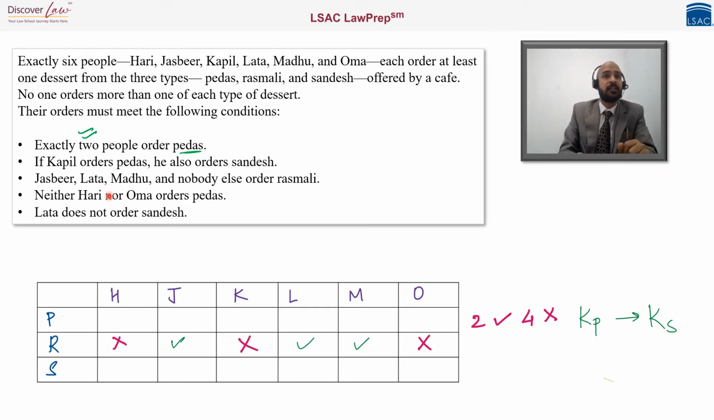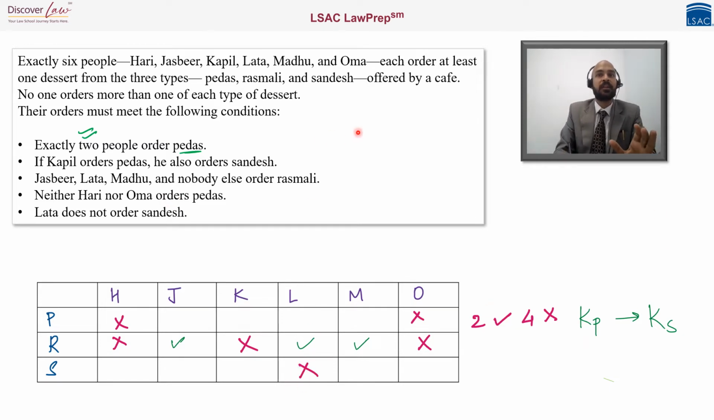Then it says that neither H nor O orders P, so I can put a cross. Neither H nor O orders P. I put a cross there. Okay, good. Let's look at the last direction. It says L does not order S, which means I can put a cross. There you go, L does not order S.